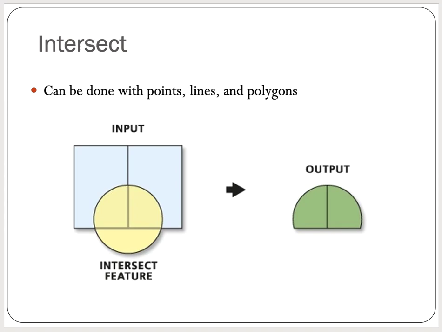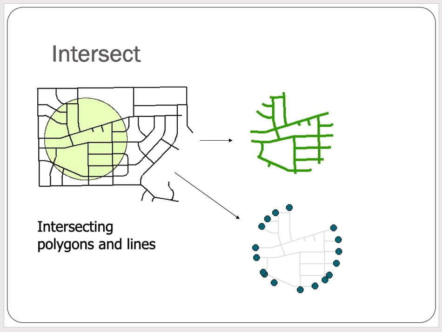And this intersect can be done with points, lines, and polygons. And here's an example of intersecting polygons and lines. So here we have lines.